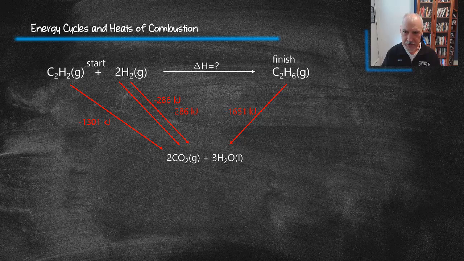However, in order to start and finish, I need to reverse that last one. So I'm going to take that arrow away and replace it with this one, but I have to then flip the sign associated with that reaction. So it becomes the negative of negative 1561, or positive 1561 kilojoules. To figure out now the enthalpy change of my reaction, I simply sum up the enthalpy change of all of these steps.